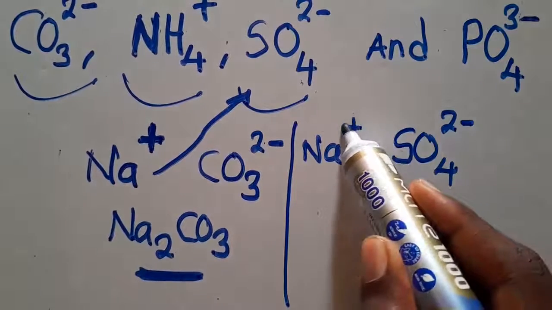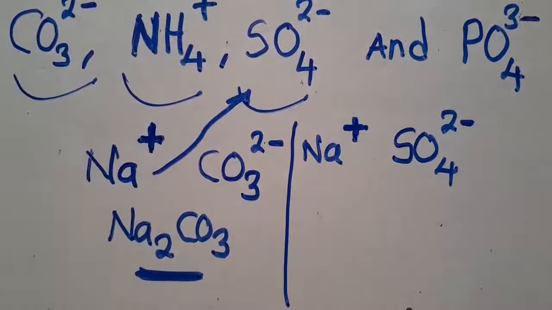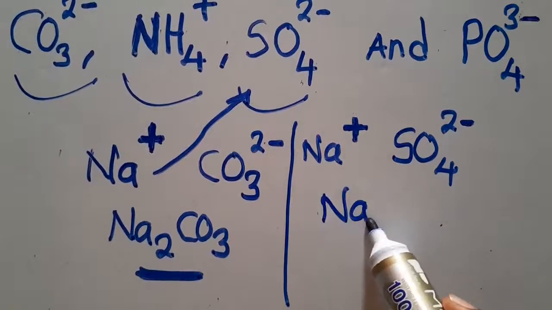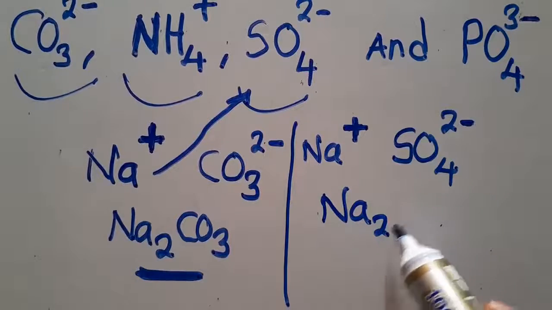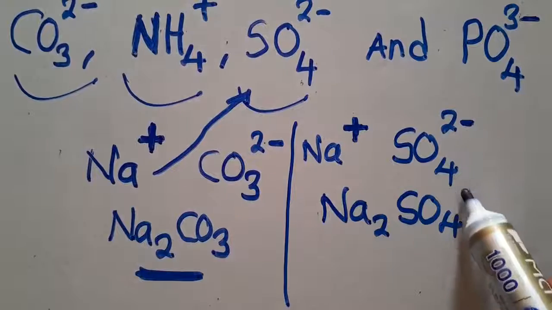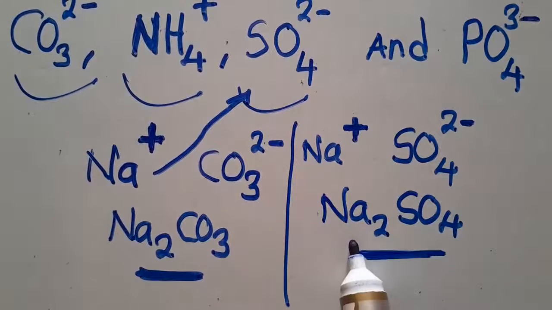Have you seen? So it is only a positive that attracts a negative. So here, these are going to interchange. So you're going to have sodium like this, 2 comes there, this one like this, but this one, when it comes here, nothing is going to change. So this is what we are calling what? Sodium sulfate. So if you didn't know how to write chemical formulas, this video will really help you on how to come up with correct chemical formulas.